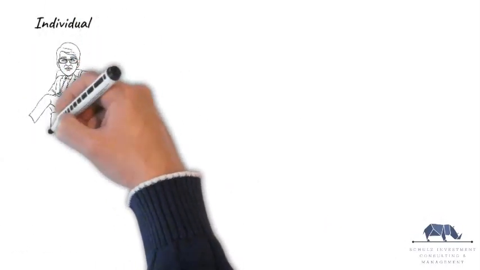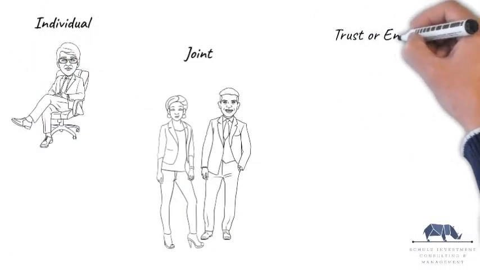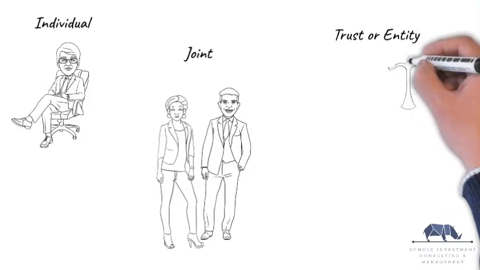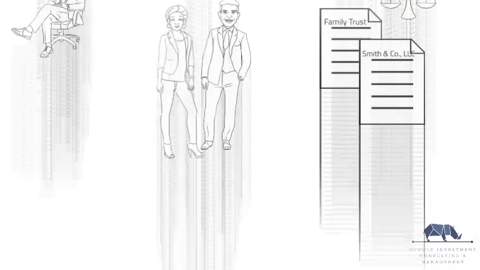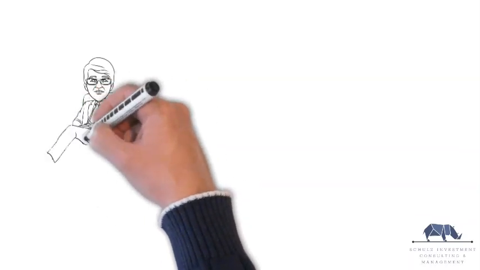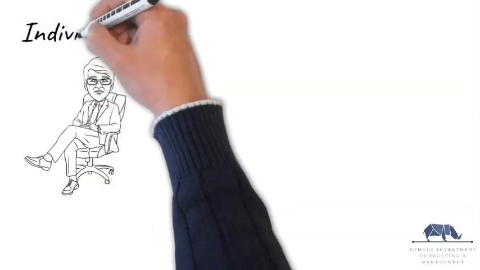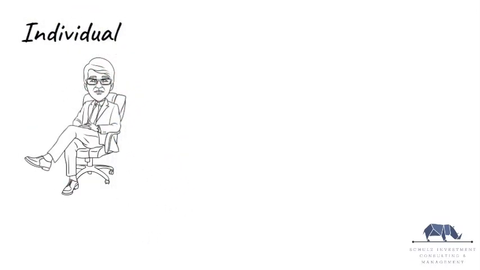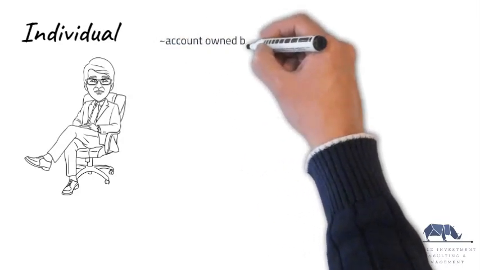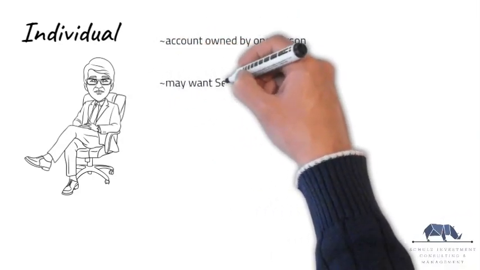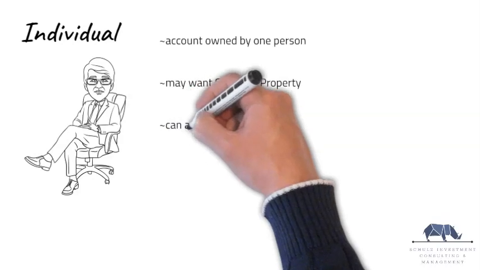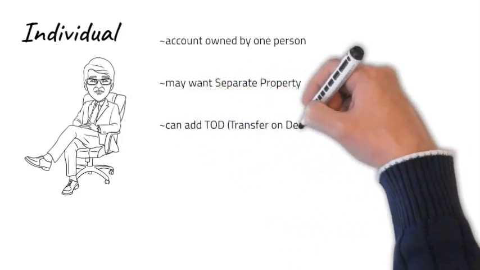The 3 main ways we see taxable accounts titled are individual, joint, and trust or entity, but there are some details to add to each layer. With the individual taxable account, it's just what you think, and it's owned by one person only. Even some investors with partners may end up choosing an individual account for some of their assets to keep separate property or for certain estate planning purposes.